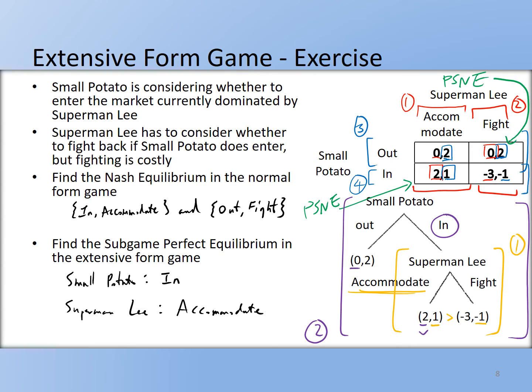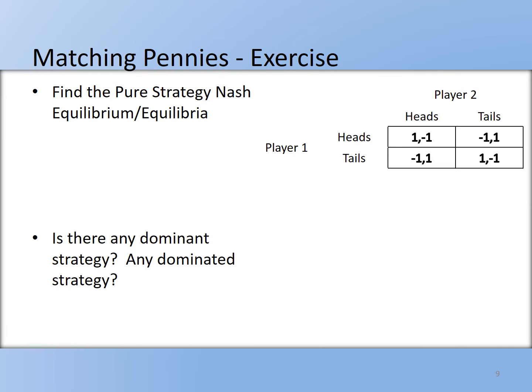So in this case, there's only one possibility. When they move together, there are 2 possibilities, but when they move in turns, then only one is possible. You can imagine that if you flip the order of movement, if supermanly gets to move first, you would end up with fighting and out. Because this is the first mover advantage: whoever moves first gets to pick. Okay. Try this game.